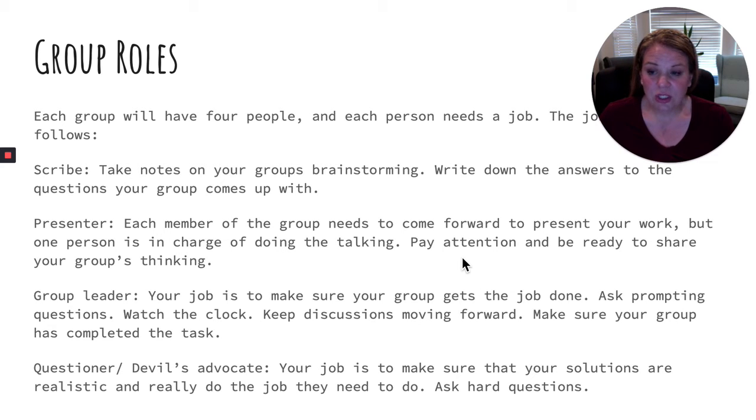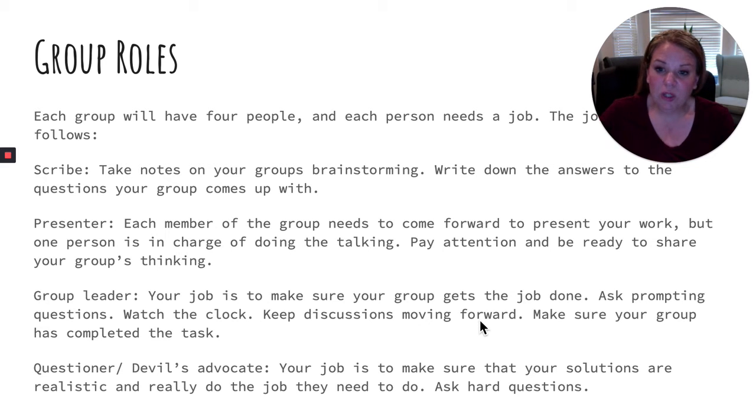The presenter is going to be the person who presents your group's thinking to the class. Everybody's going to come forward and help answer questions and share your ideas, but the presenter is going to be the person who gives the information to the class. So if you're shy, maybe don't choose this role, maybe choose a different role.